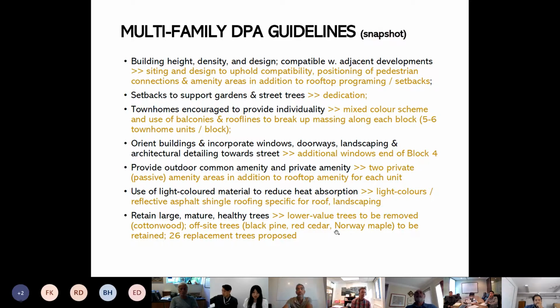Using light color materials to reduce heat absorption is another guideline, and they are doing that with reflective asphalt shingle roofing and landscaping throughout the project. And lastly, there are design guidelines that point to wanting to retain large mature trees, which I've mentioned they're doing. There are lower value cottonwood trees that are to be removed, so it does look to be a very heavily wooded property today. As I mentioned, in talking with our city arborist, these are lower value trees. They tend to grow quite quickly. The off-site trees, black pine, red cedar, and Norway maple, are to be retained. As part of the proposed landscaping plan, we have 26 replacement trees being proposed. I think there is a difference of about 20 to 25 trees we're losing as a net loss, and so the city will be taking cash in lieu of those trees, to be used to plant trees elsewhere in the city.